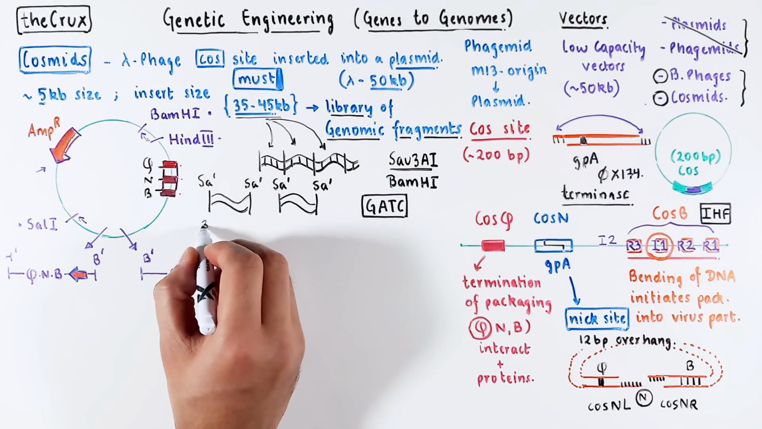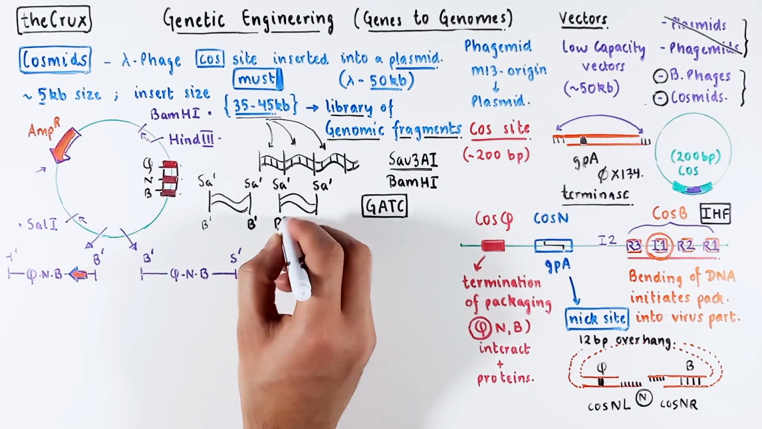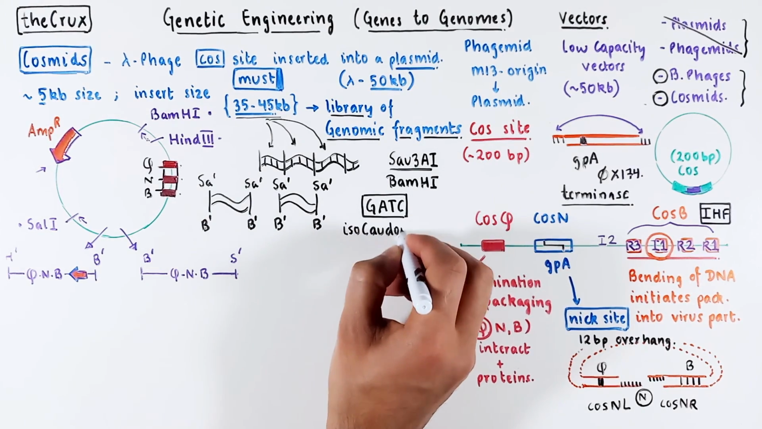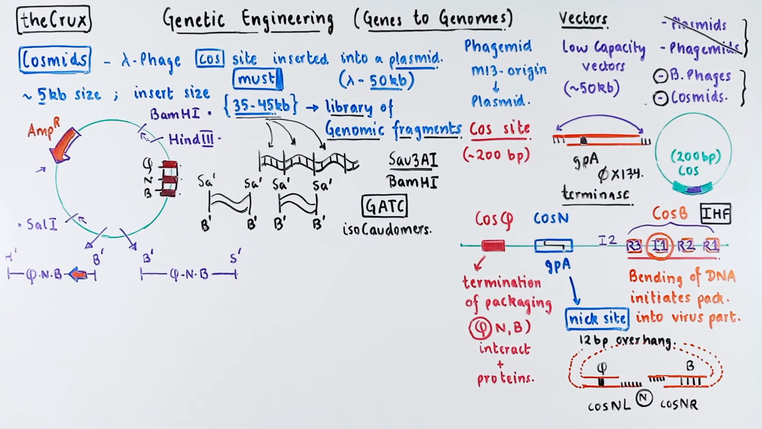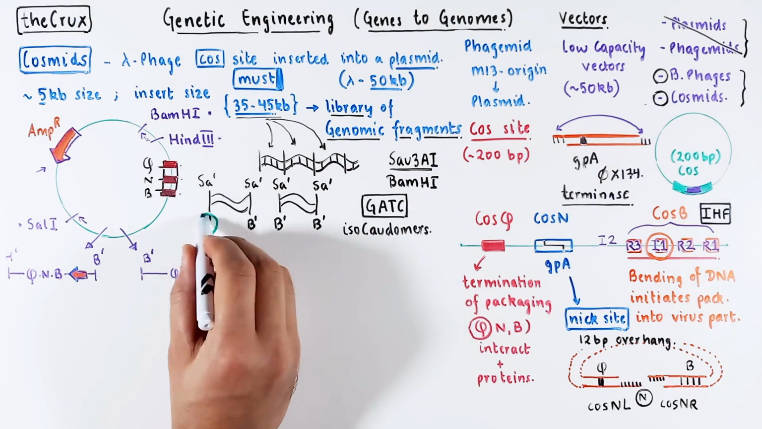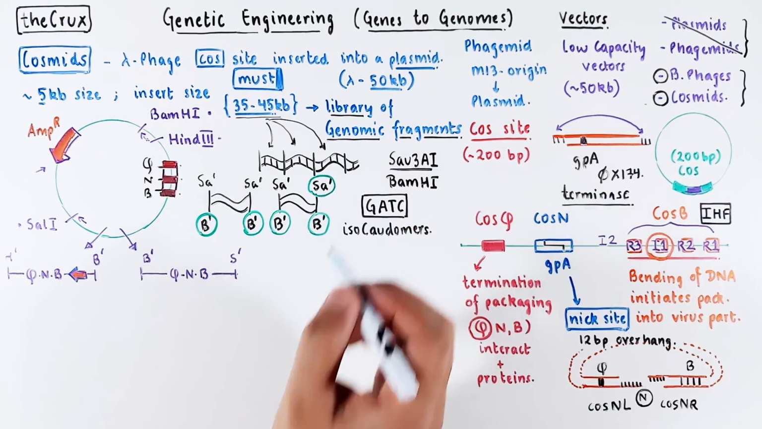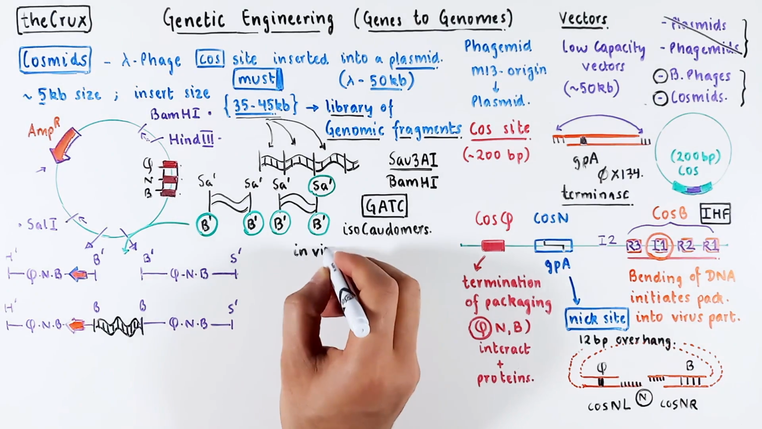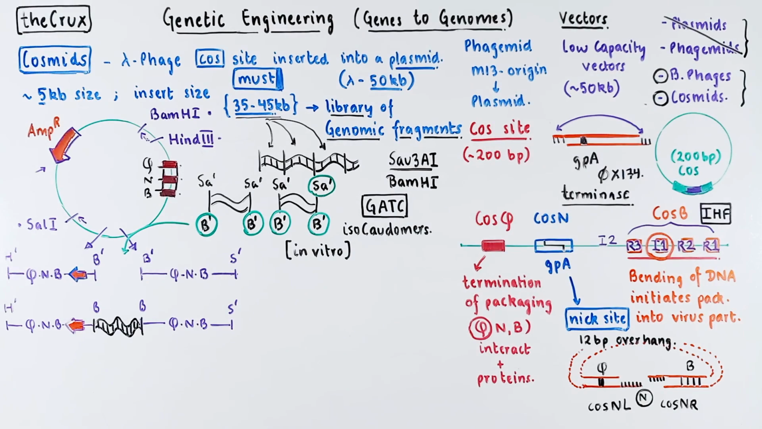So looking at the ends alone, it is as if BamHI had cut it. If you watched my restriction enzyme video, you know we call them isocaudomers. These BamHI compatible fragments generated by Sau3AI can be inserted in between these two parts of the vector. If you do that, you create a large fragment. All this is happening in vitro, meaning outside the cell in a tube.